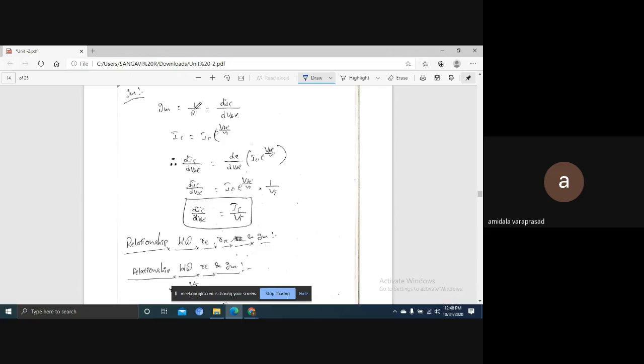GM is equal to 1 by R. 1 by R is nothing but the transconductance. GM is equal to output current by input voltage. Then IC is equal to I naught into e power VBE by VT.